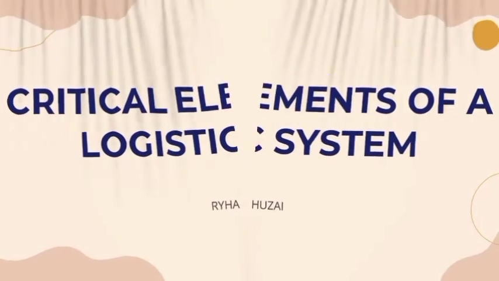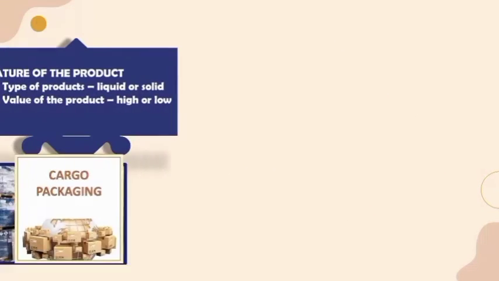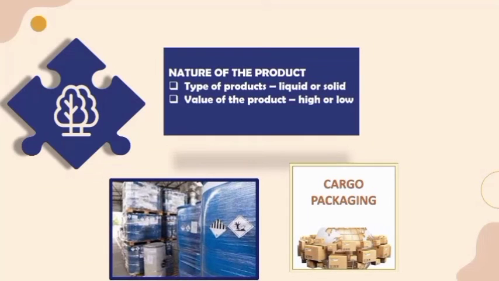In logistic system, there are critical elements that decide the whole structure of logistic system of an organization. There are 6 critical elements of logistic system. The first element is nature of the product. The product itself is one of the critical elements.